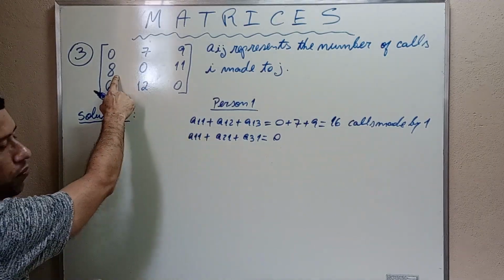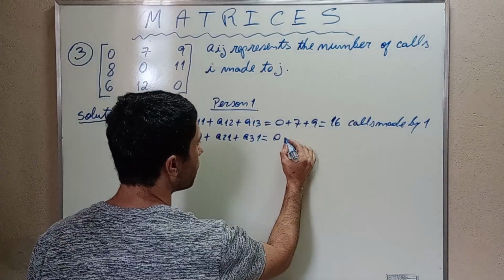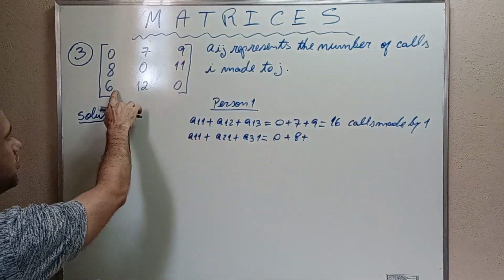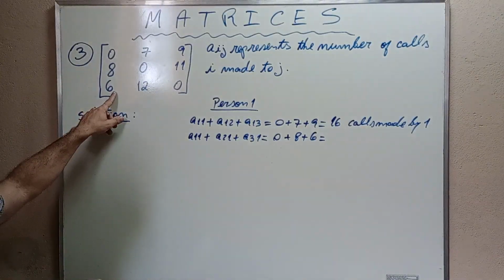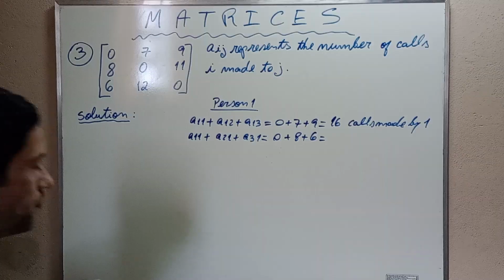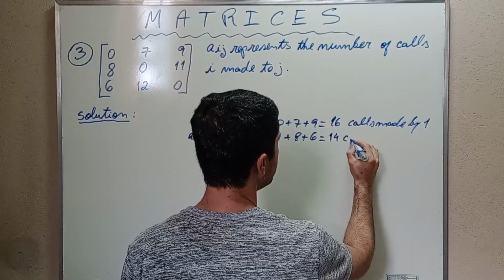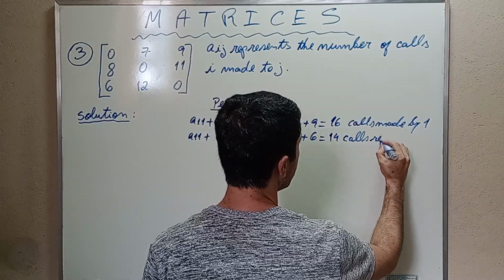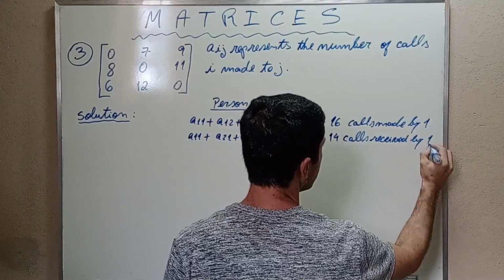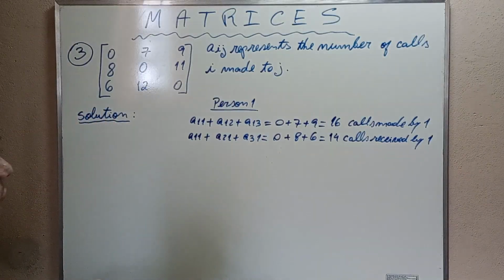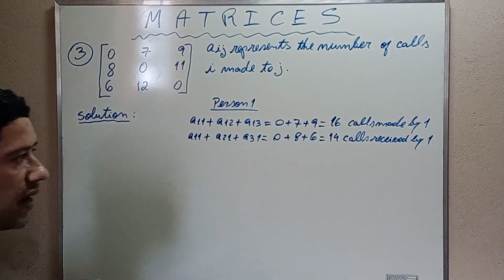A21 is this. It means that person 2 called person 1 8 times, plus 6. This 6 means that the person 3 called the person 1 6 times. And this is equal to 14 calls received by 1. 16 calls made by 1 and 14 calls received by 1.